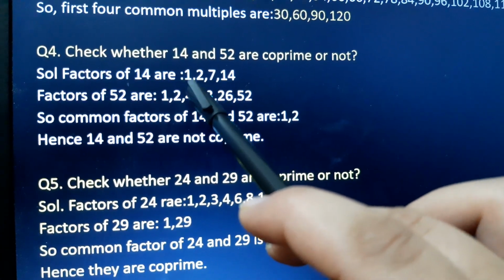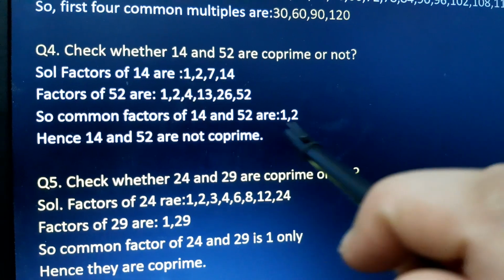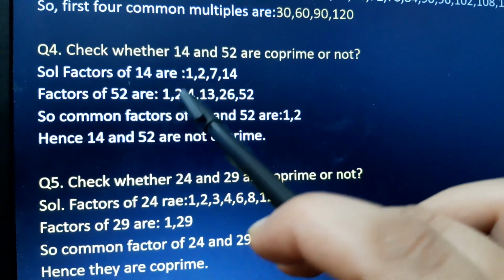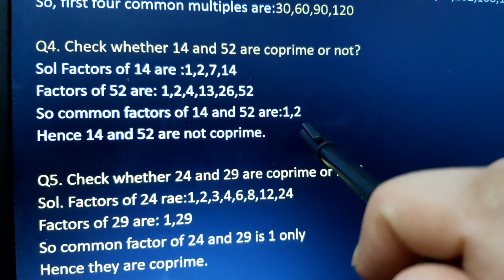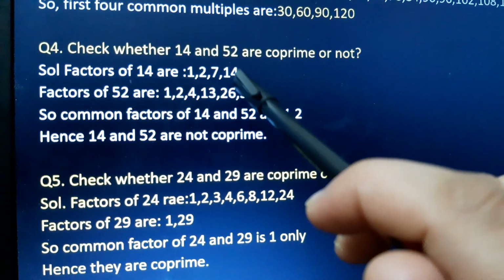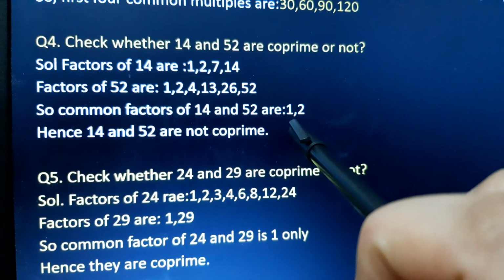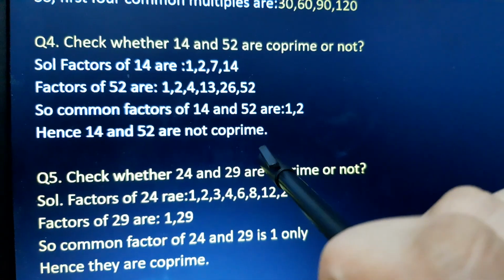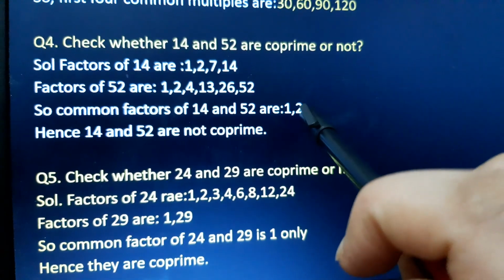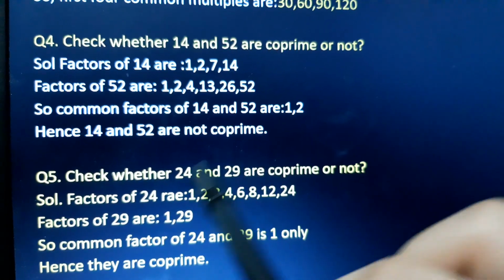1 is occurring in both of them. 2 is also the number which occurs in both of them. It means 1 and 2 are the common factors. No other number is repeating in both of them. So we will say that 14 and 52 are not co-prime because we have 2 also as the common factor.